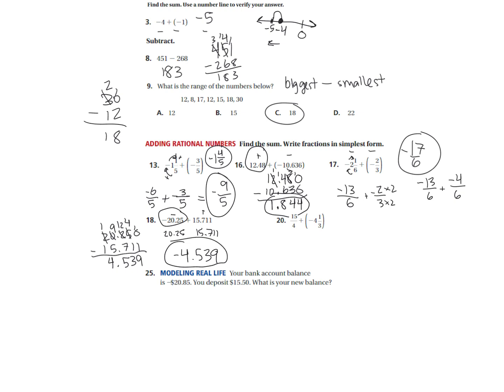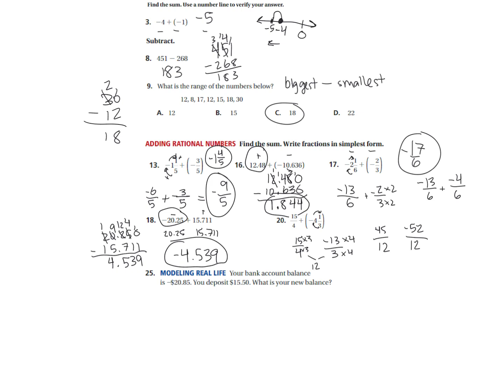Finally, for this one, I have 15/4 plus negative 4 1/3. When I go around the world on this one, I end up with negative 13 over 3. Okay, I can't add these or subtract these yet because I've got different denominators. So I'm going to multiply these two together to get a common denominator of 12. To get to 12, I had to multiply by 3, so we're going to multiply the top by 3 and get 45. This I had to multiply by 4, so we're going to multiply by 4 on top. 13 times 4 is 52, and that stays negative.